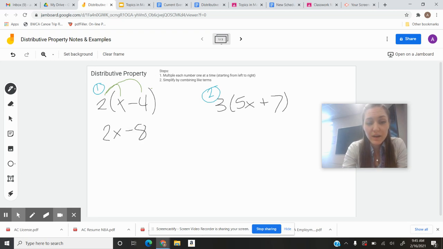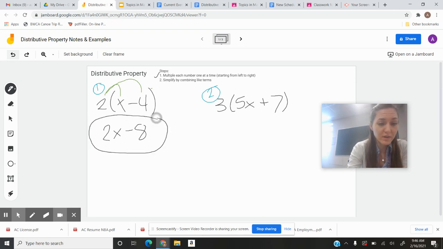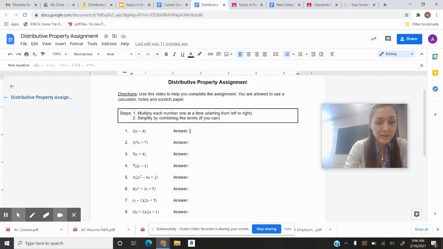And my second step is simplifying by combining like terms. In this case, I don't have to simplify because I don't have any x's to combine and I don't have any regular numbers to combine. So for number 1, this is your final answer, 2x minus 8.